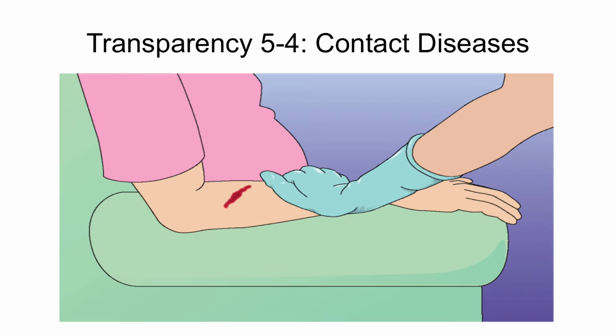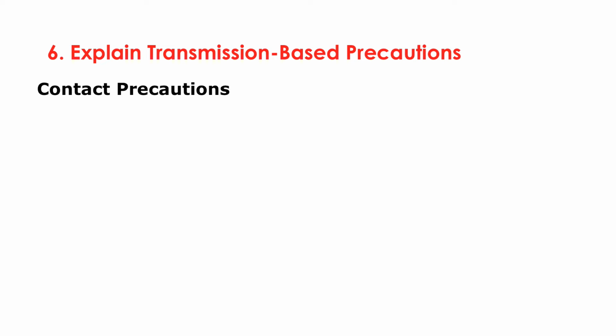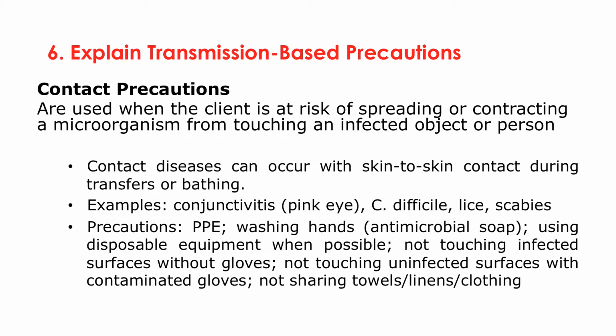So contact diseases next. Contact precautions are for diseases that normally spread with skin-to-skin contact during transfers or bathing. Examples would be conjunctivitis or pink eye, C. diff, lice, or even scabies. Precautions will be using personal protective equipment. You want to make sure you wash your hands, use disposable equipment when possible, not touch uninfected surfaces with contaminated gloves, and not share towels, linens, or even clothing.